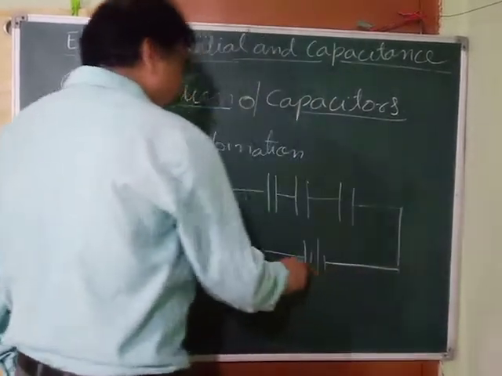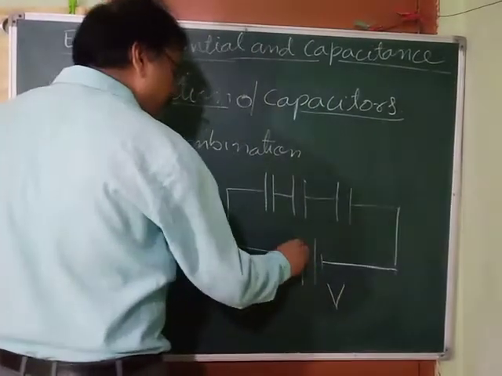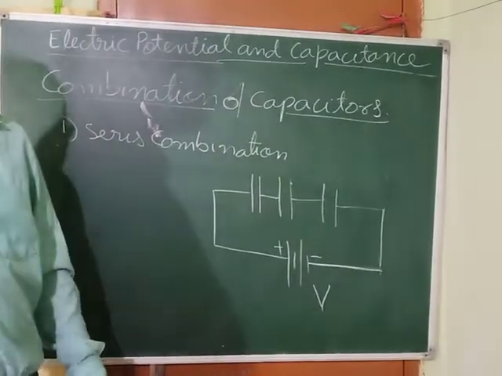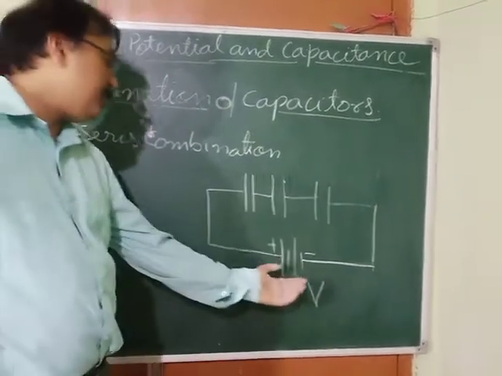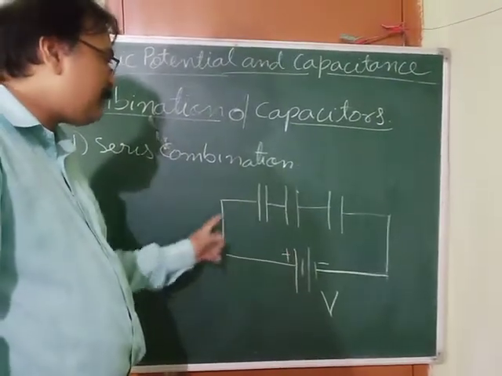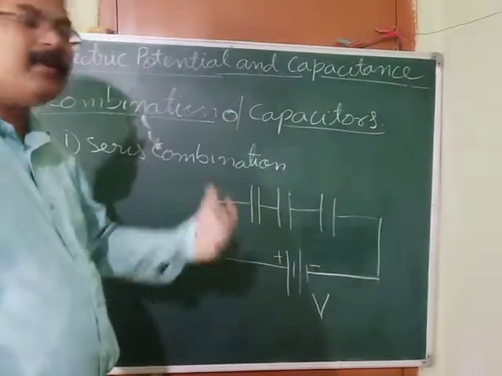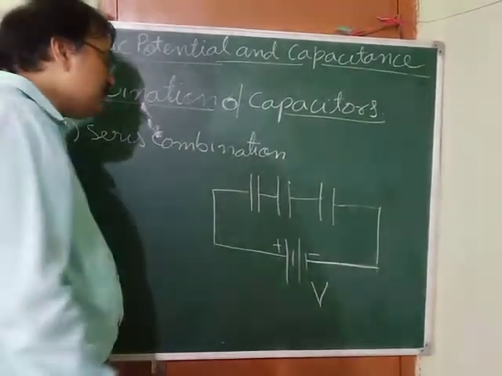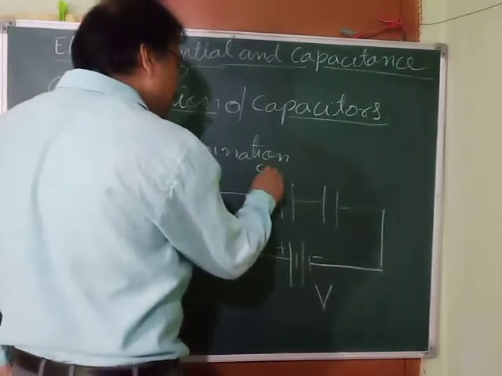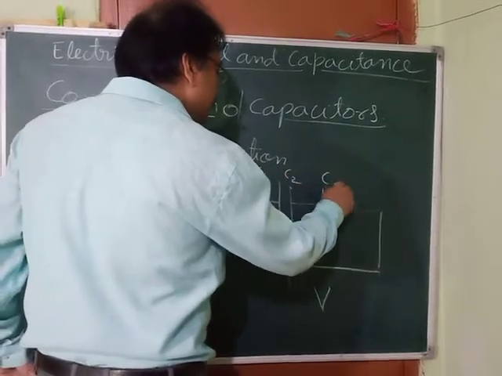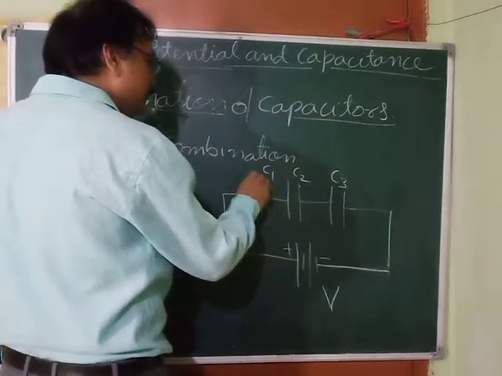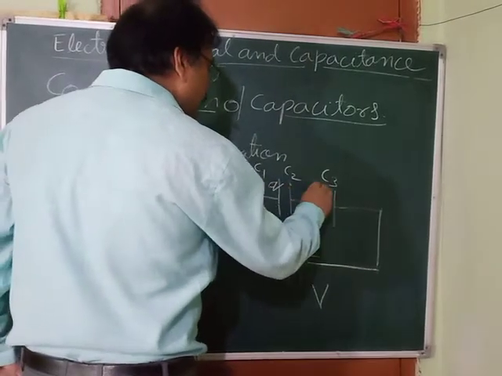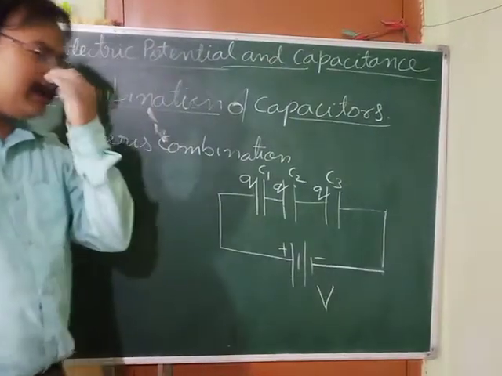See, in series combination, suppose the potential difference applied is V. What we know from class 10th, you can recall it: when a potential difference V is applied, the same current passes through this. Same current means same amount of charge per unit time. That means the same charge passes. So all the capacitors, suppose having capacitance C1, C2 and C3, they all will get the same amount of charge. Suppose you have Q here, then here also Q, then here also Q. So equal charge they will get.